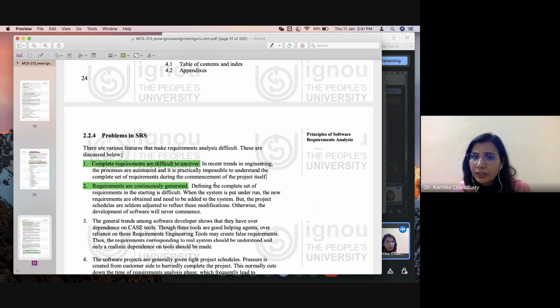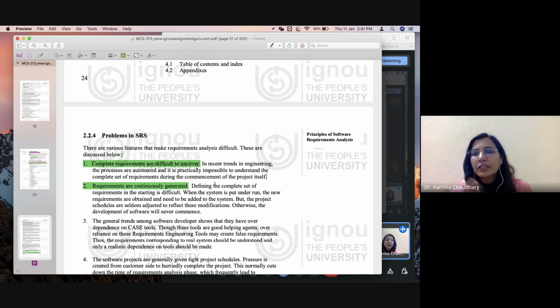I formed a document. Now the customer comes with another requirement. Now it is difficult for the requirement analysis team to jot it down and make the modifications. Modifications could be in the entire system, or they could be specific. If the modifications are specific, then it's fine. But if they are changing the entire system, then that could be a problem.